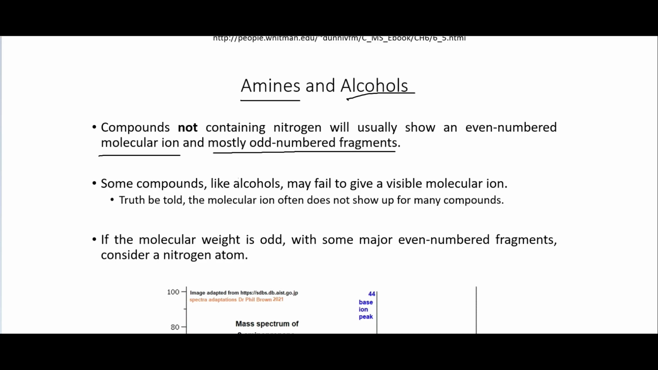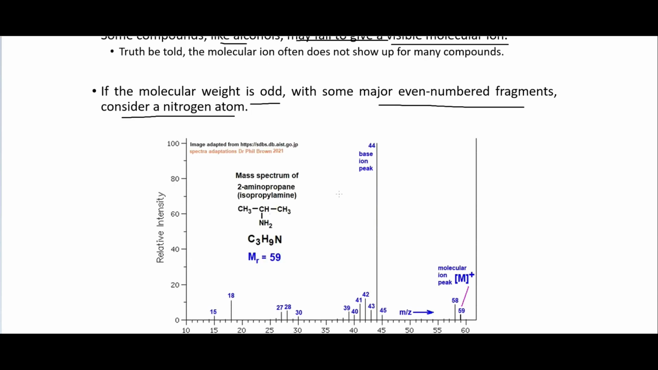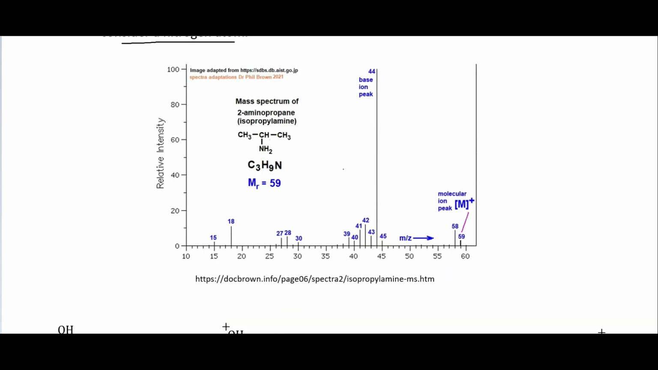And so some compounds, like alcohols, may fail to give a visible molecular ion. And as we've already encountered, this is also true for things that don't have alcohols. It's not uncommon for you to not see your molecular ion. And so if the molecular weight is odd with some major even-numbered fragments, then that is a good indication that there is a nitrogen in that molecule.